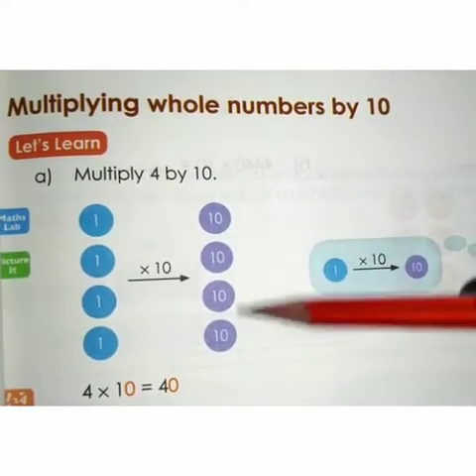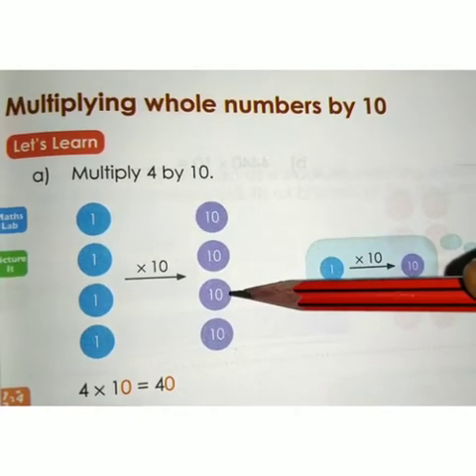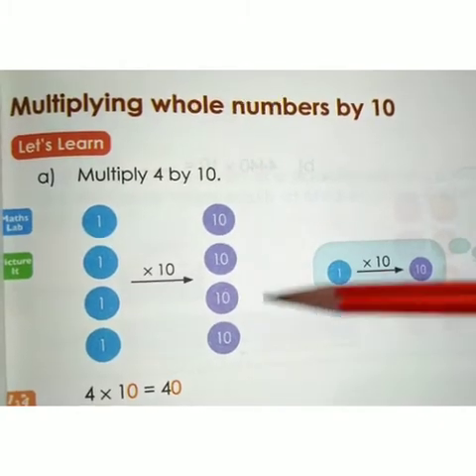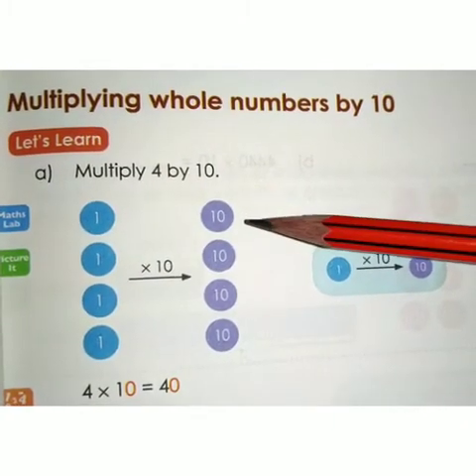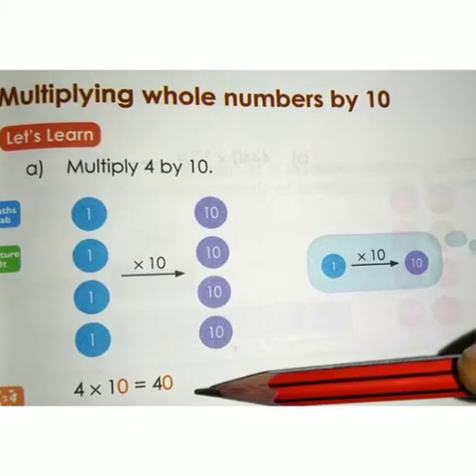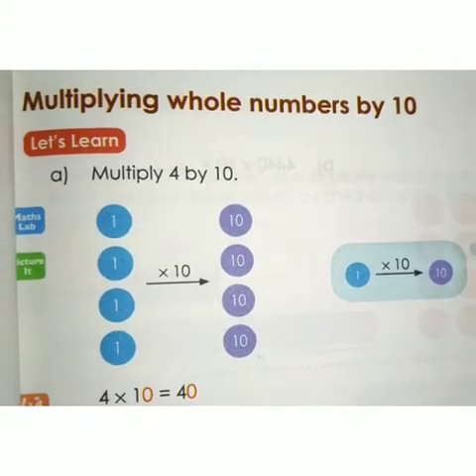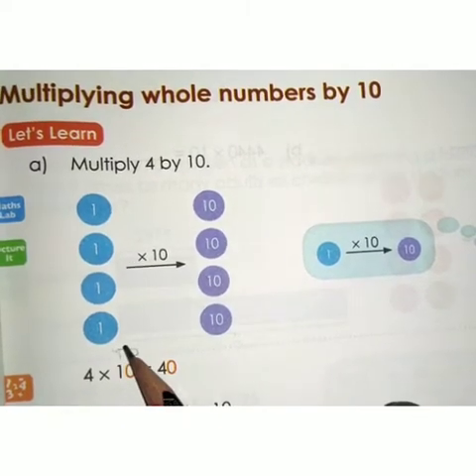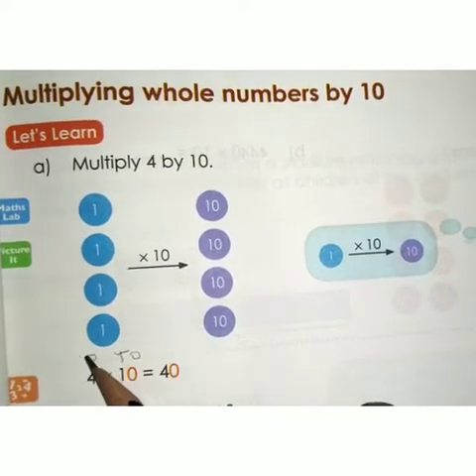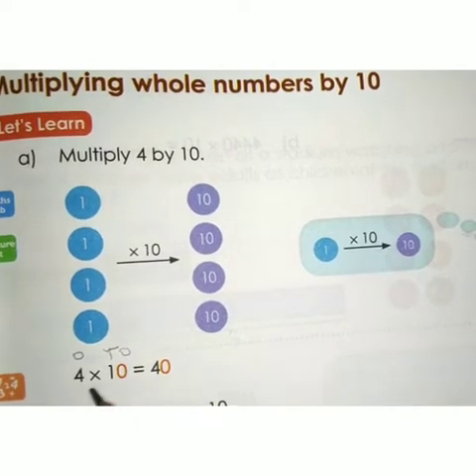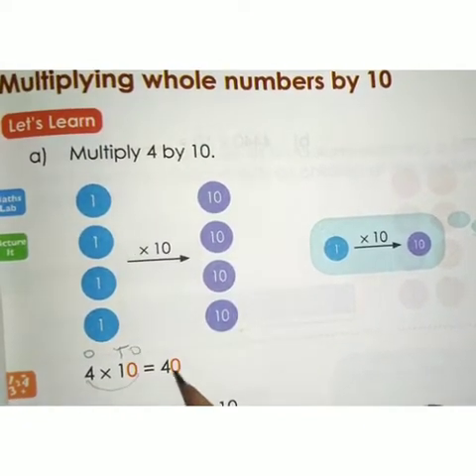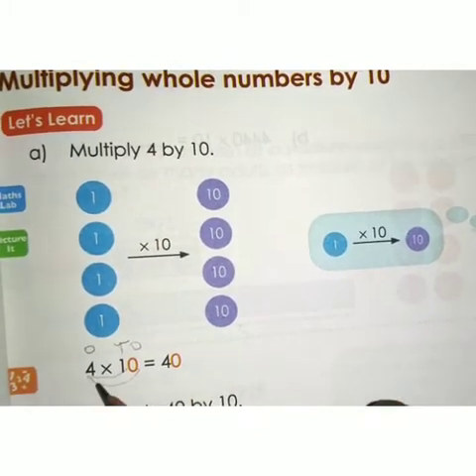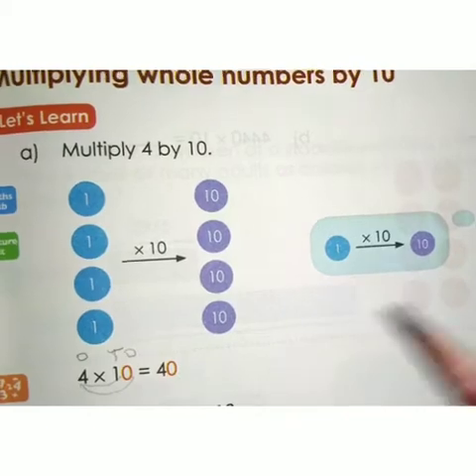4 tens are 40. 10 plus 10, 20, 20 plus 10, 30, 30 plus 10, 40. So multiplication leads to addition also. 4 tens are 40. If you do normal multiplication, look at here. This is ones place and this is tens place. So always the ones value is multiplied with ones and tens. 4 zeros are 0. 4 ones are 4. So 4 tens are 40.